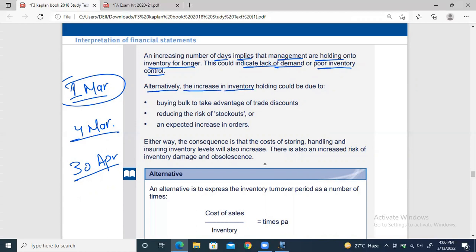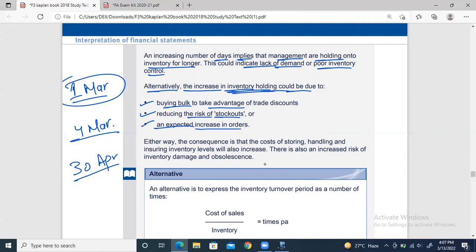Alternatively, the increase in inventory holding could be due to buying in bulk to take advantage of discounts. So these are factors that we have to consider, that high inventory volume can be because of these items. Another is reducing the risk of stockouts. The risk of stockouts means that if a customer walks into the factory and asks for 1,000 units, we have the inventory available for the customer every time. We are avoiding stockouts in this case, right? So the inventory balance will be very high in this case.